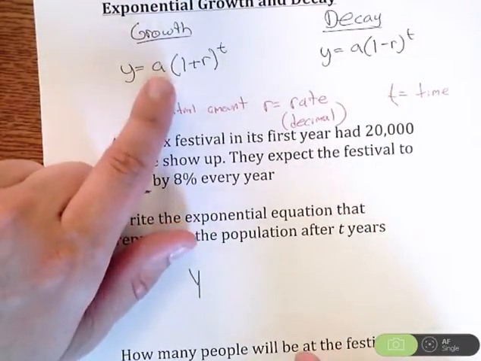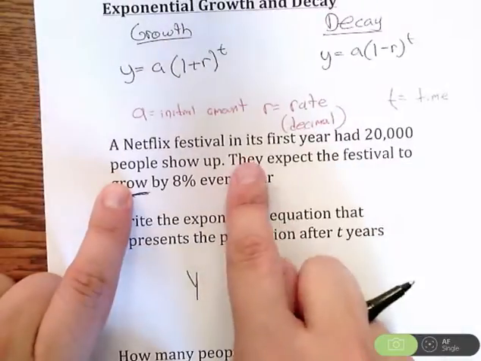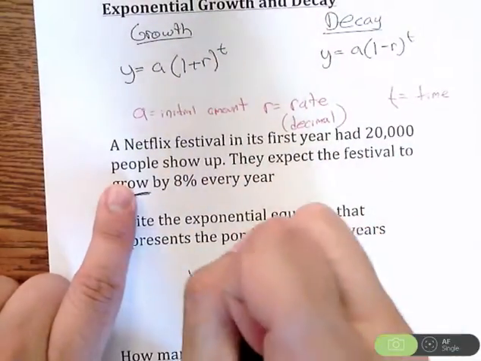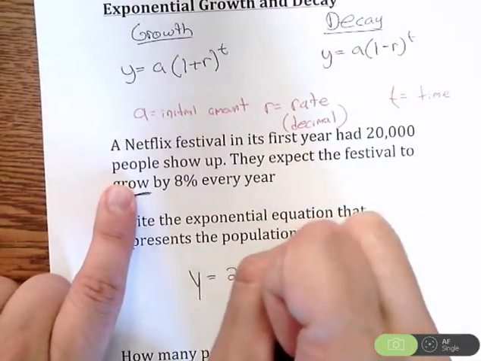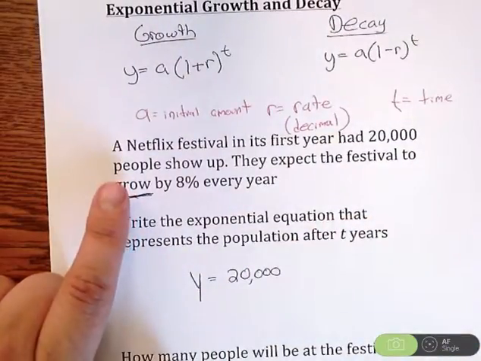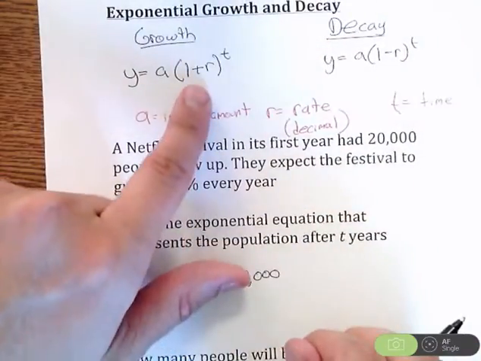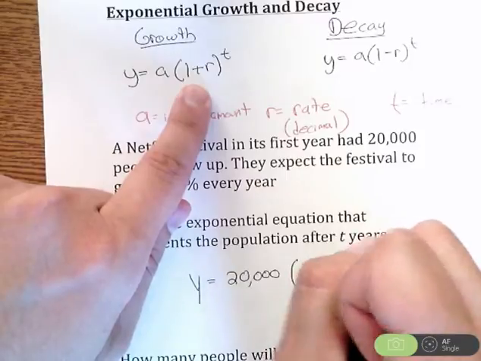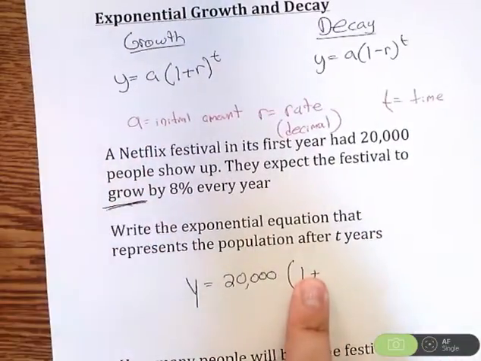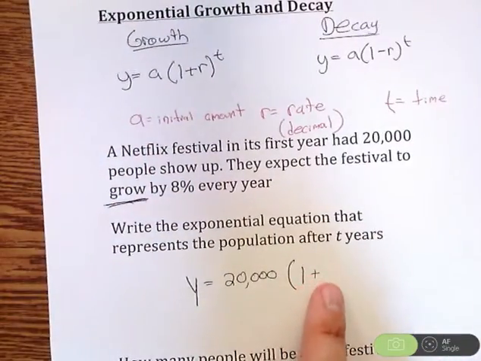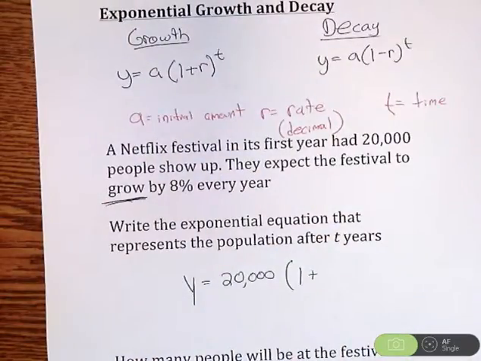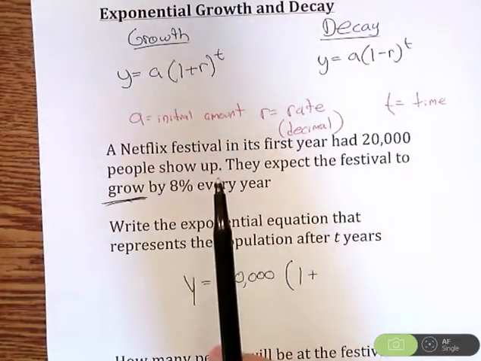So I need to know A, the initial amount. It said in its first year, it had 20,000 people show up. So A in this problem is going to be 20,000. And then we need 1 plus R. So here's my 1 and plus sign, the plus sign because it's growing. And now I need R, which is going to be our rate. So they expect it to grow by 8% every year.